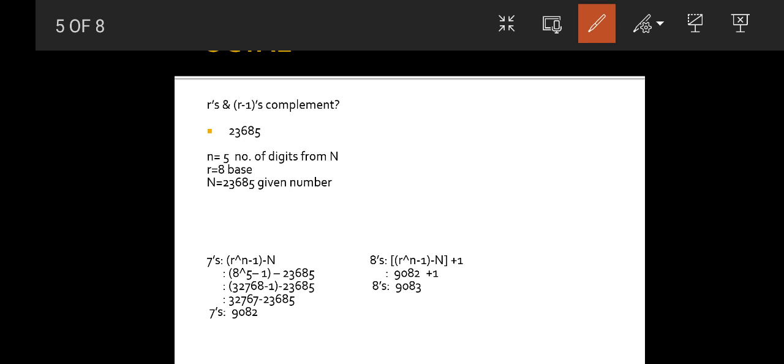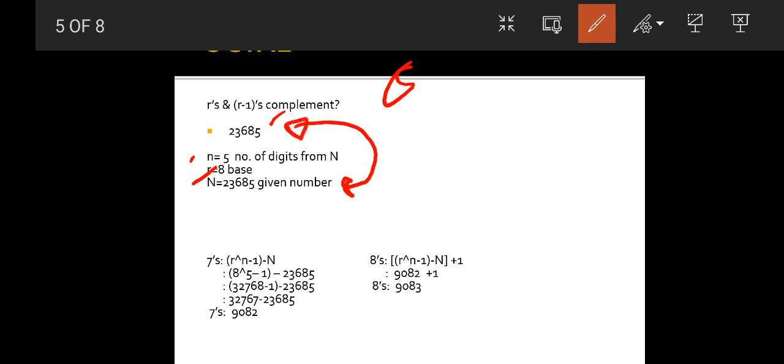So again, you have your value 23685. Then you have to get the number of digits of this value. It has 5 digits. So that's why your small n is 5. And then your base is 8, right? 8, because we are looking for octal. That's why your r is 8. And then your big N is the given value.